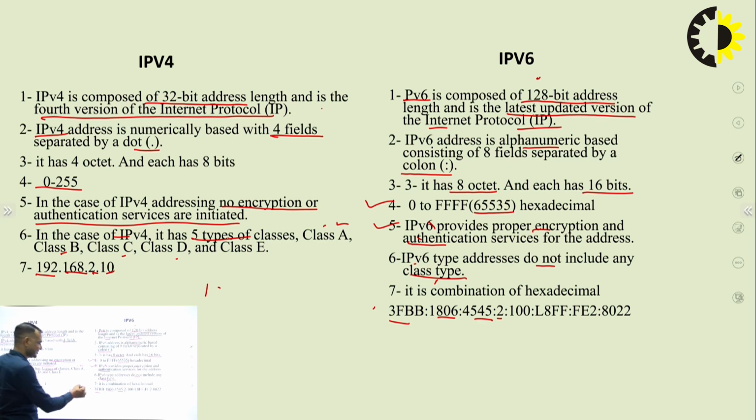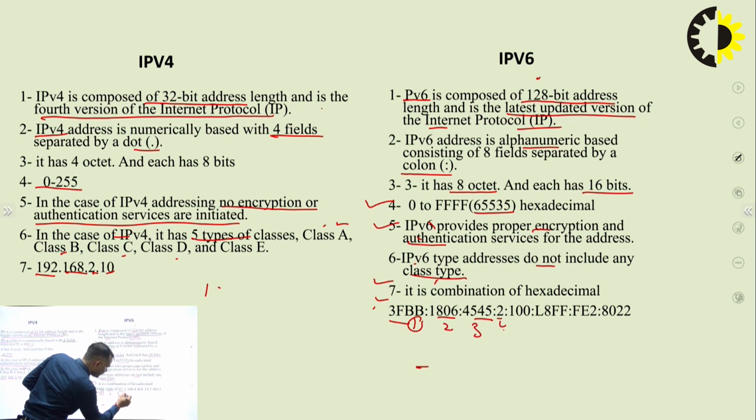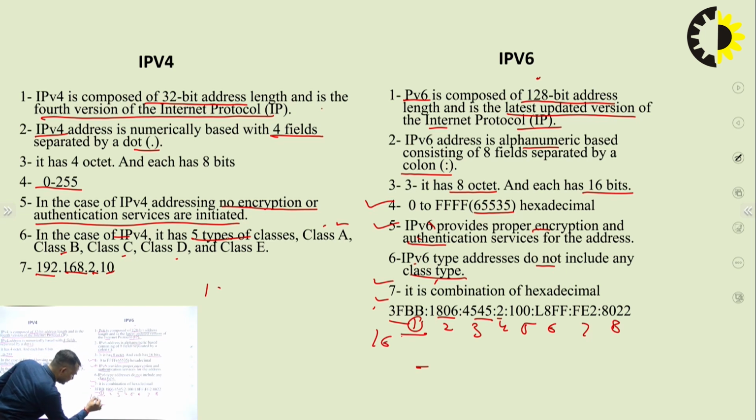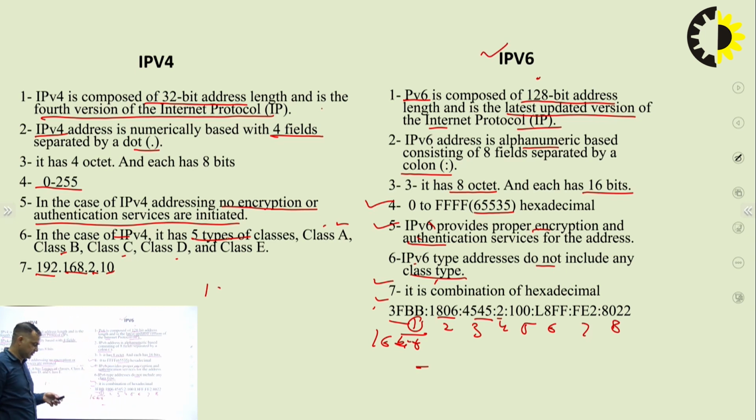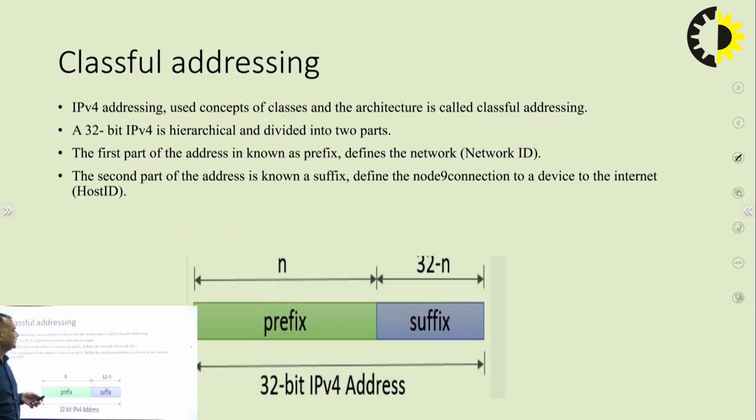Clear? As we have discussed, it is a combination of hexadecimal, but here it is a combination of digits which is divided into 4 parts, just like this. And here it is 16-bit, divided into 8 octets, 1, 2, 3, 4, 5, 6, 7, and 8. Each octet has 16 bits. So in the future, when devices increase, we will be using IPv6 in comparison to IP version 4. So these are some basic classes.